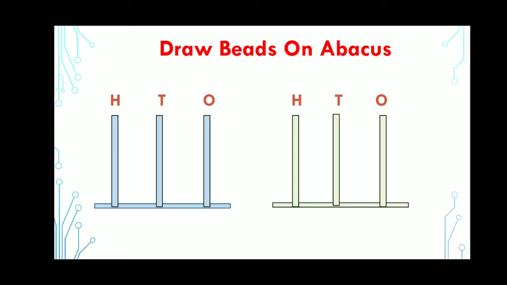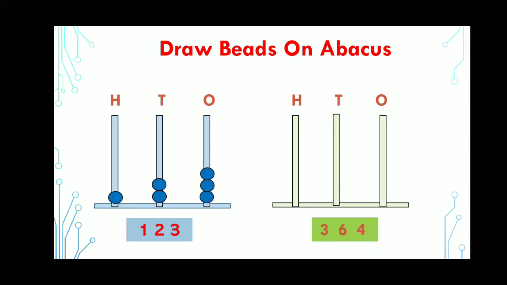So here you learn how to draw beads on an abacus. The example is given for you. That's 100, 2 tens and 3 ones. Let's draw beads on the abacus. 3 on ones, 2 on tens and 100. So it will be 123.